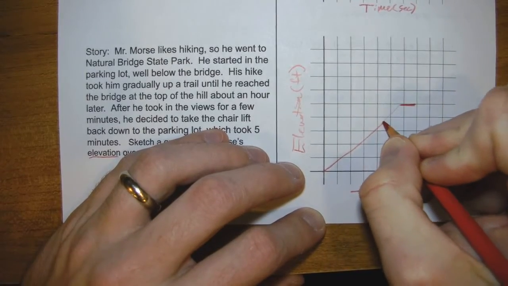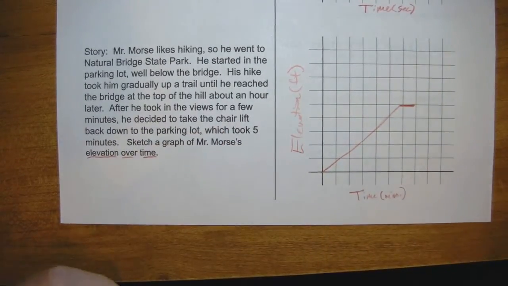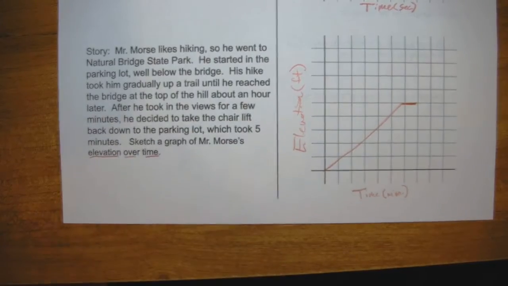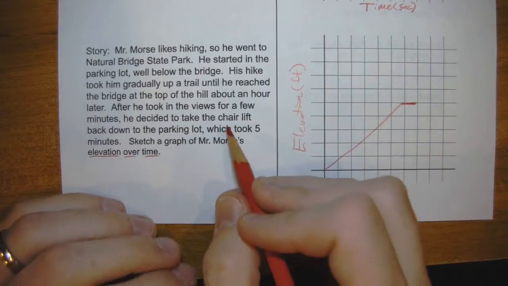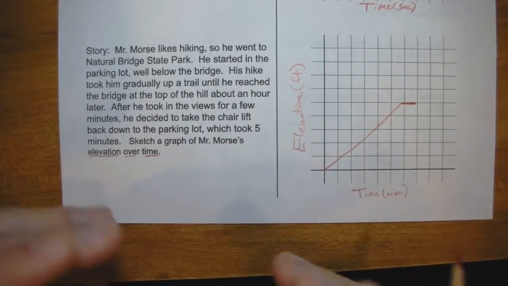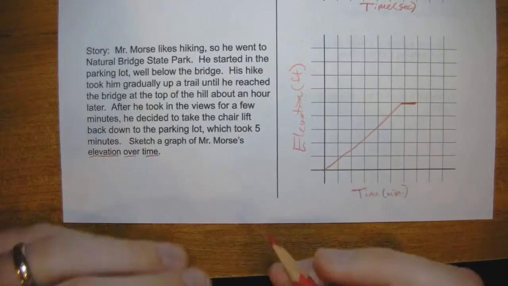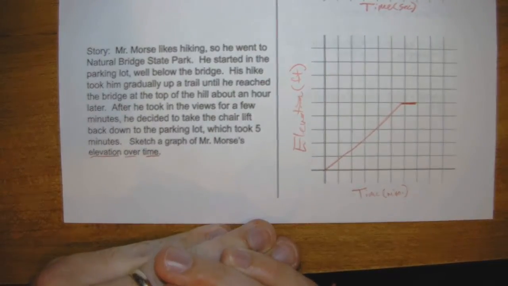So he gradually gets up. He looks around for a little bit. And then it says he decided to take the chairlift back down. And if you've ever been to Natural Bridge, they do have kind of like a ski lift, a chairlift that you can take up or down. In this case, it says he's going to go down. And it says it only took him 5 minutes.